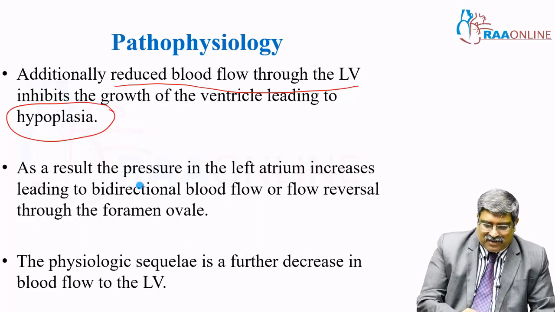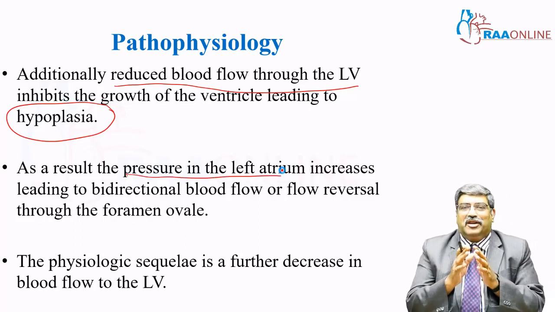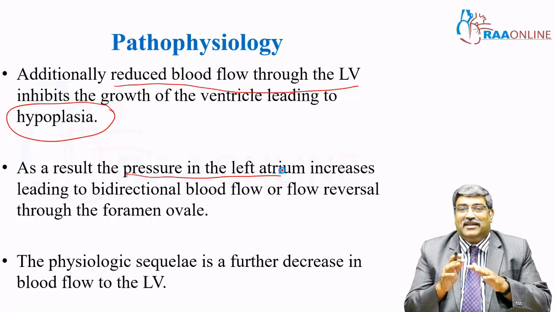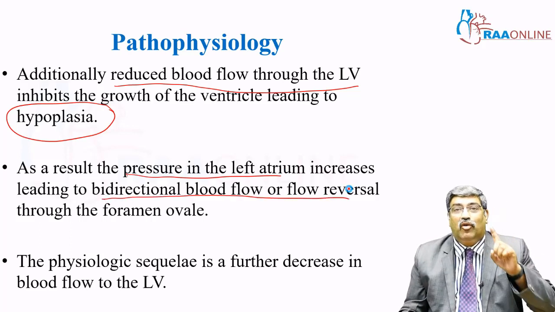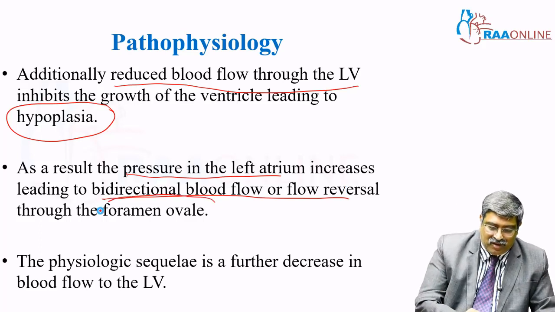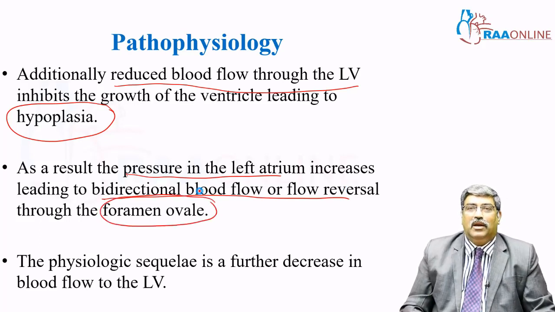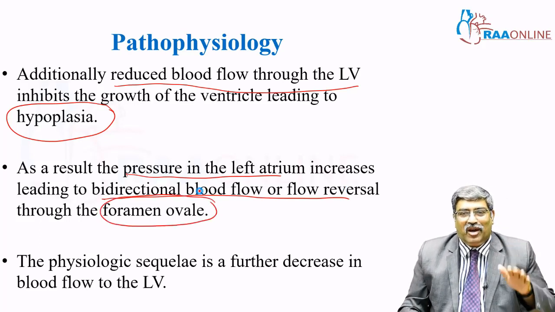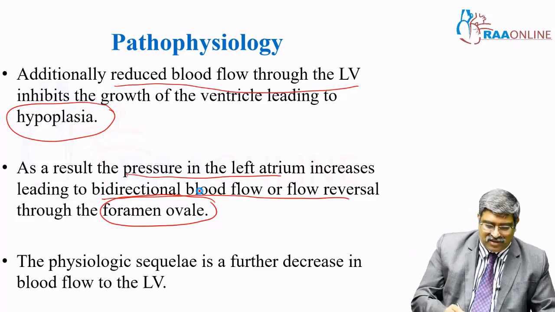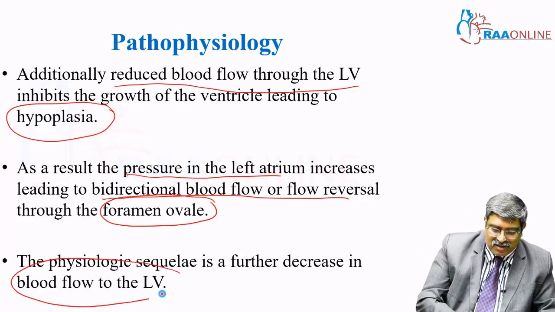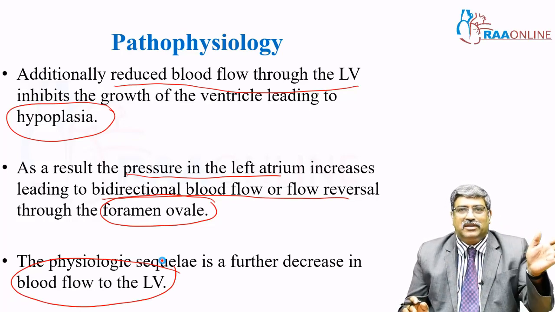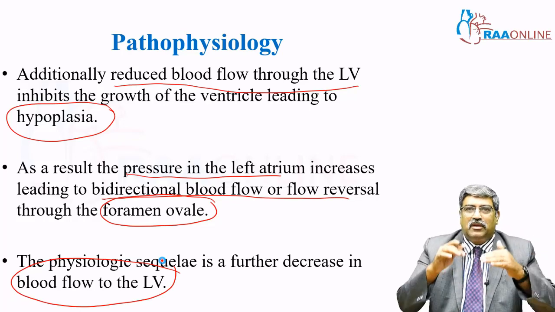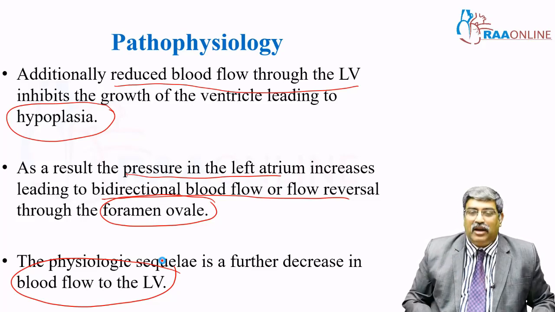As a result, the pressure in the left atrium increases and there is a bidirectional blood flow or flow reversal across the foramen ovale. The physiological sequela of this reversal of shunt is decreased blood flow through the ventricle. Because the blood goes through the shunt into the atrium, there is decreased blood flow to the left ventricle.